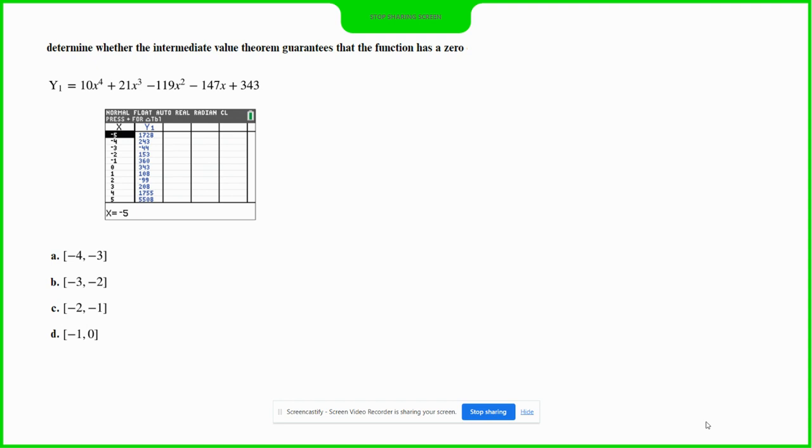Yeah, so if you had to do it by hand and it did not supply a table for you, you would just basically take each interval number and plug it in to figure out if it's a positive or negative. This is not a multiple choice question. This is actually 4 parts.